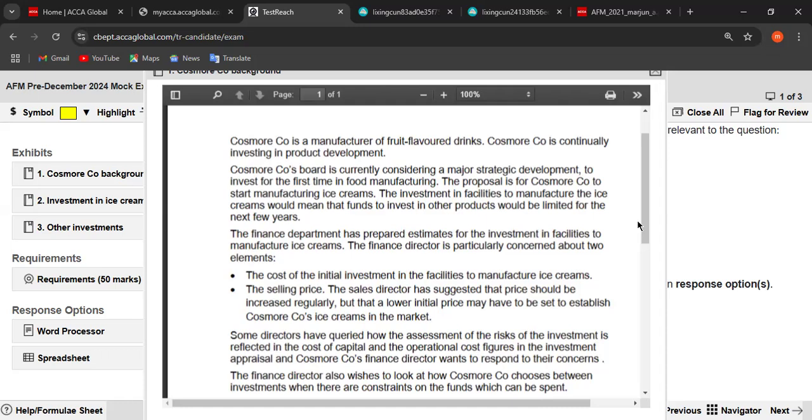And the selling price. The sales directors have suggested the price should be increased regularly, but that a lower initial price may have to be set to establish C Company's ice cream in the market. So what was that? We have studied in our previous course a pricing strategy known as penetration. It means just to penetrate the market, first charge the lower price, and when the customers are used to it, then we may increase the price in future. Because this is the first time you are going to do this ice cream manufacturing, so you have to capture the market.